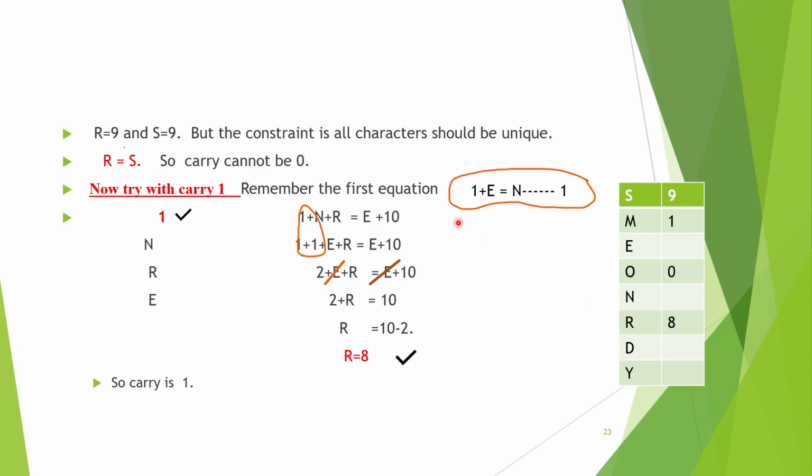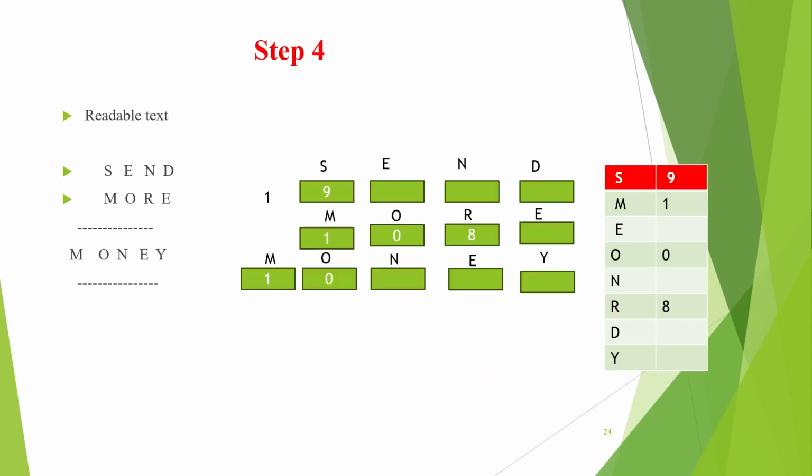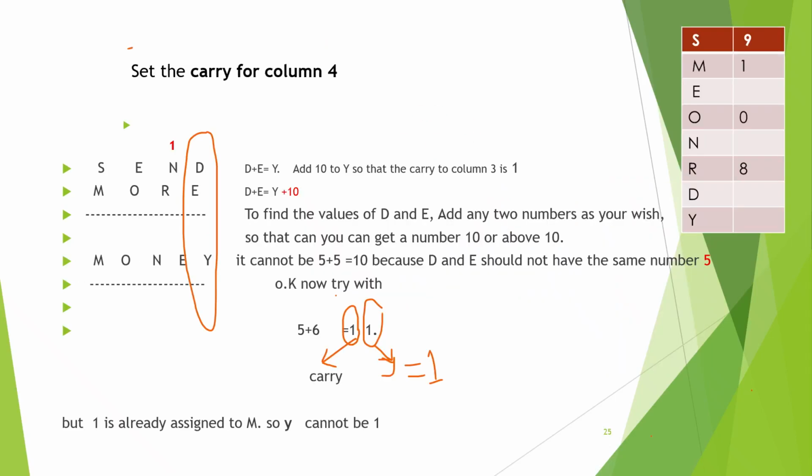So the carry for this column N plus R plus E is 1. Step 4: now we fill the boxes. Put R equal to 8 here. Now we are in step 4. Take the last column: D plus E equal to Y.